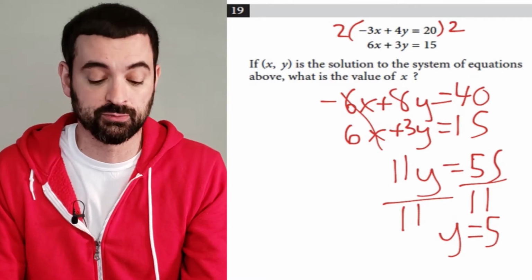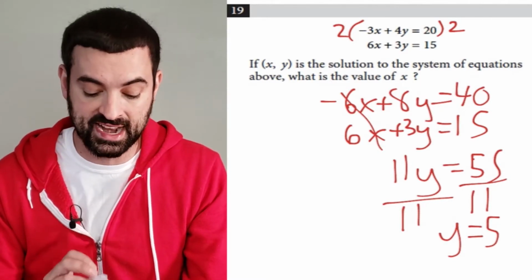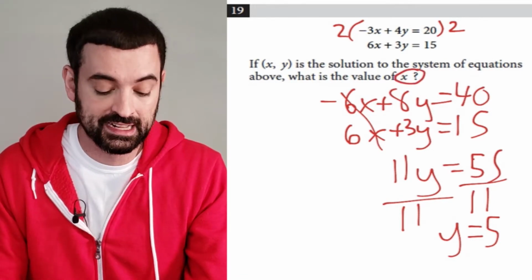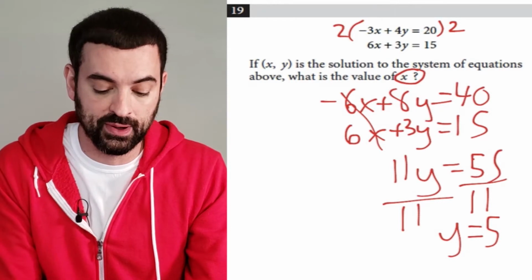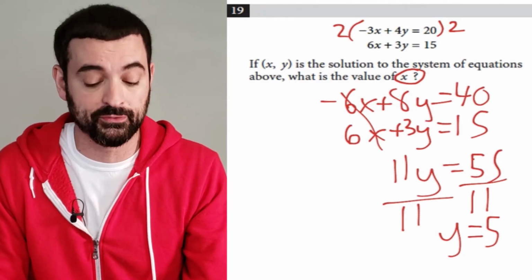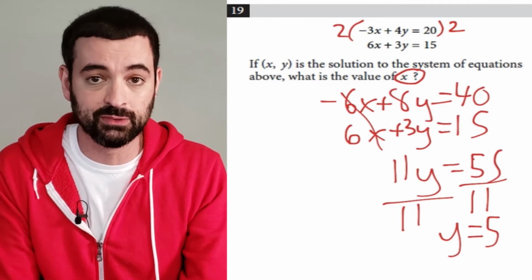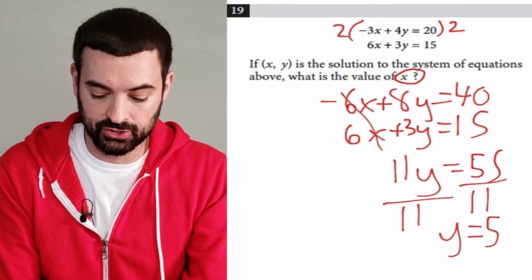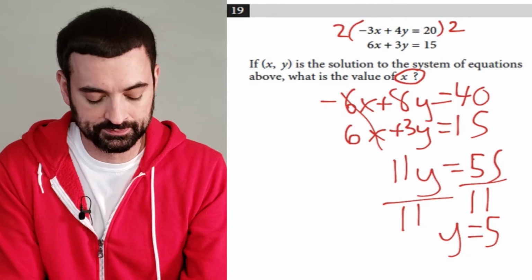It's very tempting to just want to bubble in 5, but they're not asking you for the value of y, they're asking you for the value of x. Let's put 5 in for y and see what we get for x. I'm going to switch to green just so I can work in this little pocket here.